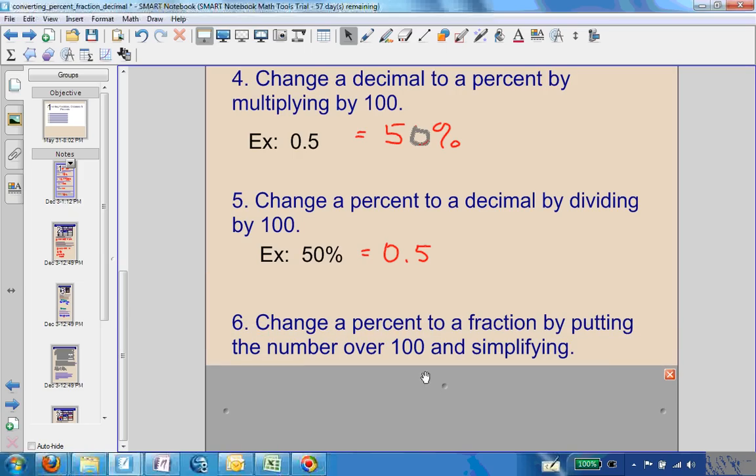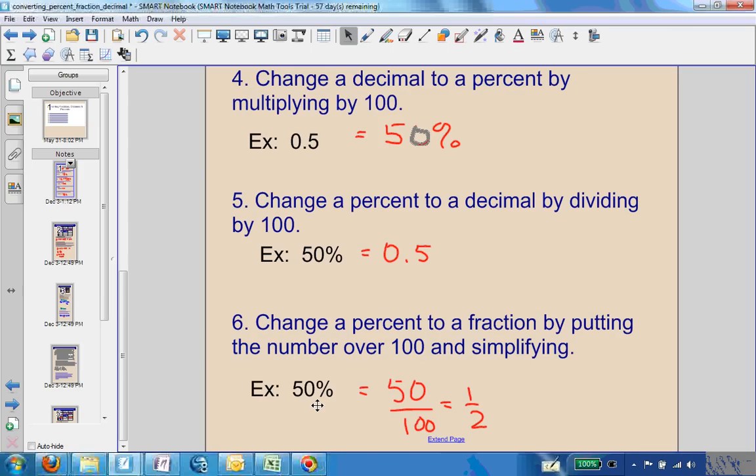Next, we have changing a percent to a fraction. And the way you change a percent to a fraction is by putting the number over 100 and simplifying. So for example, if we have 50%, percent means over 100 or out of 100, so 50 over 100 equals 1/2.